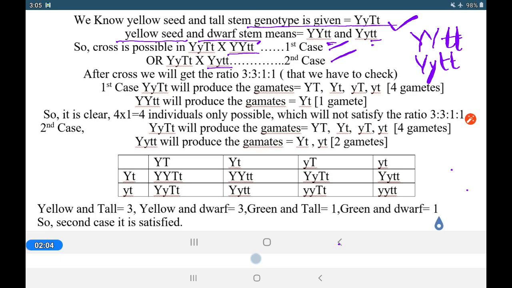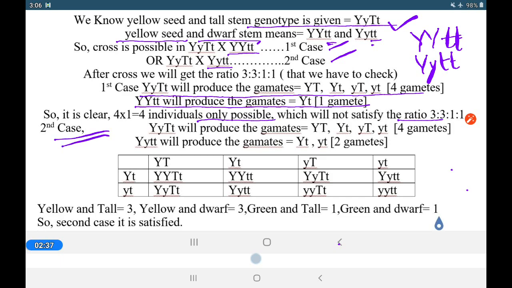All right. So we have to check. In the first case, it will produce these 4 gametes, but YT will produce 1 gamete. So here this is not possible, because it will not satisfy the ratio. If we combine, there will be only 4 individuals.